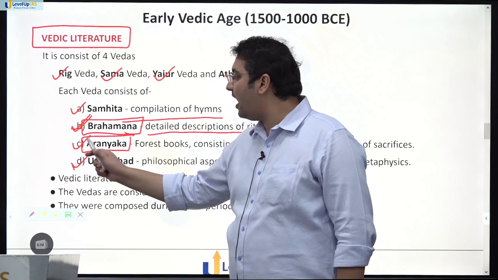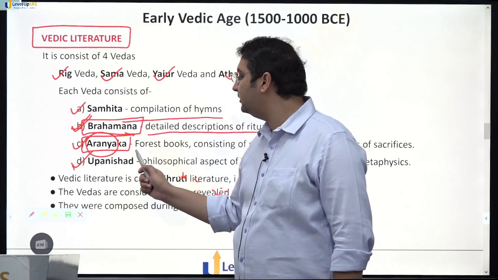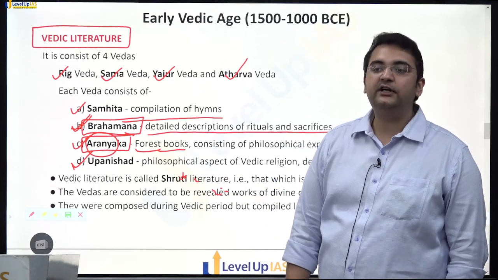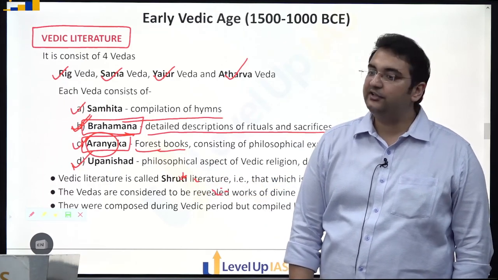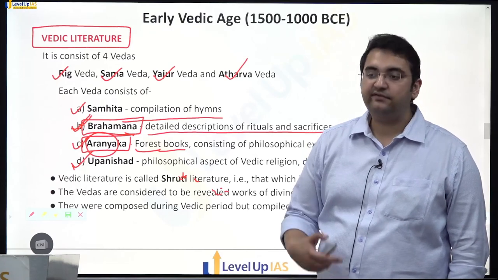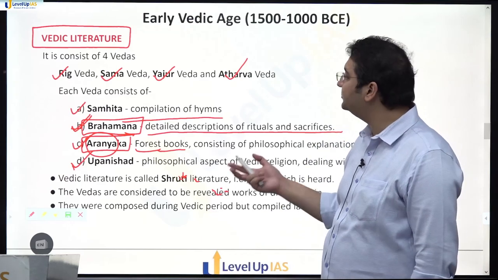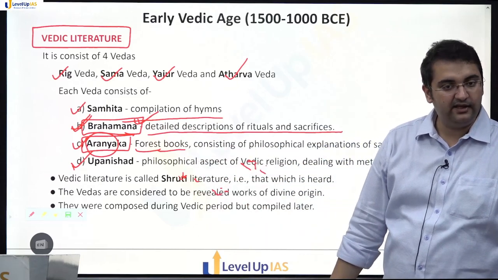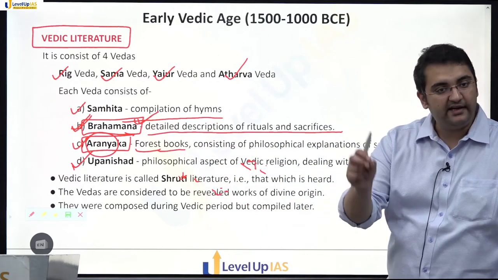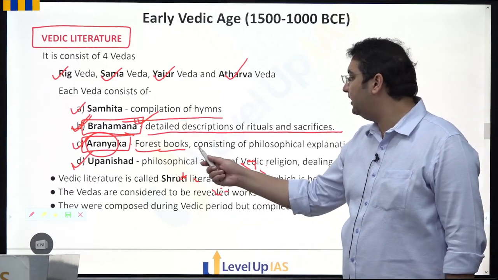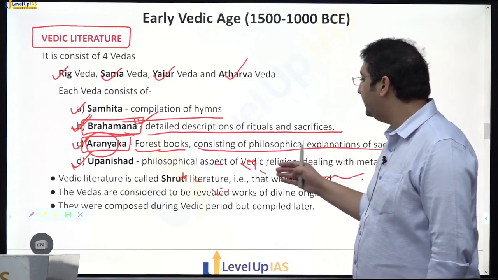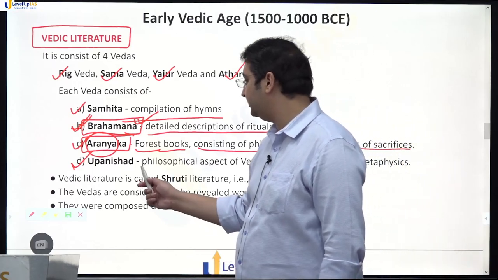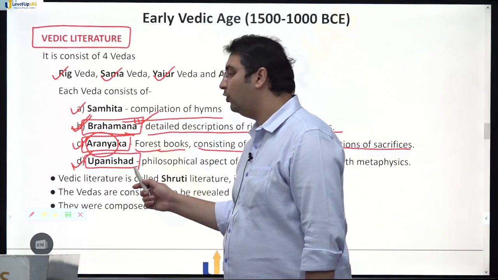Then we have the Aranyakas. The word Aranya in Sanskrit, what does it mean? Forest. So these are forest books, right? And who goes into the forest to meditate? Rishis, Munis, Sannyasis, right? And after this meditation, they try to explore the philosophical reasons behind the rituals that have been described in the Brahmanas, whether they are valid or invalid. So they try to investigate the philosophical basis of the rituals in the Brahmanas, in the sacrifices. And finally, we have the Upanishads.